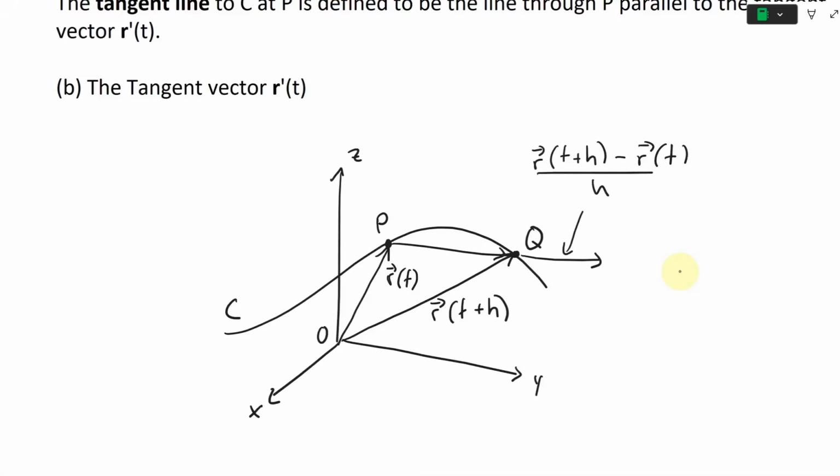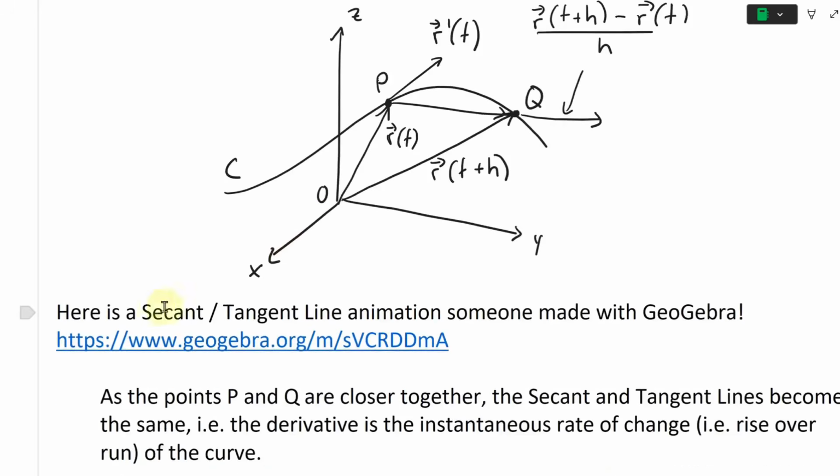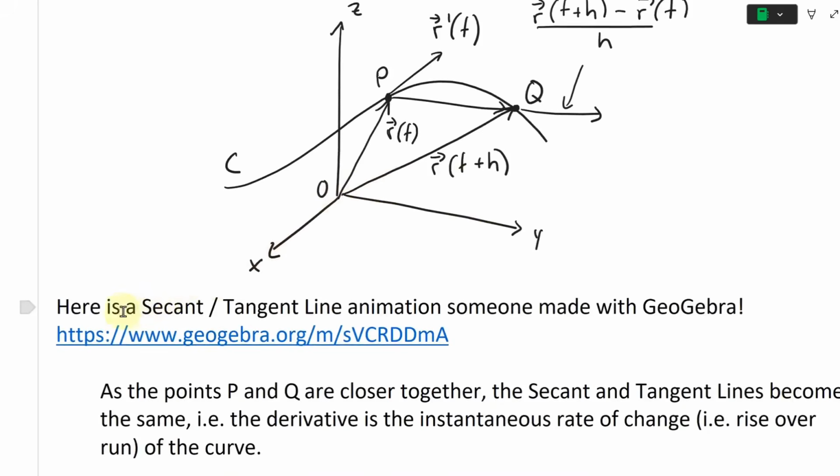And now this part right here is going to be the tangent line. This is going to be if h is approaching 0. As h goes to 0, this would be the tangent line on this line right here. That's the tangent vector r prime of t, or in other words, the derivative. All right, and now going further, we can show this by an animation I just illustrated also. Here is a secant and tangent line animation someone made with GeoGebra.